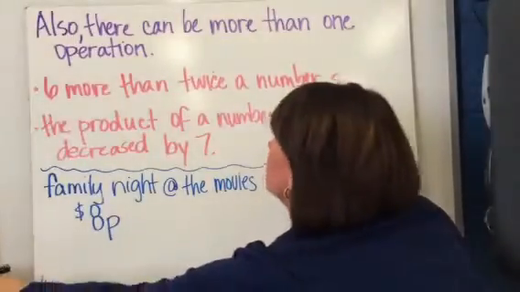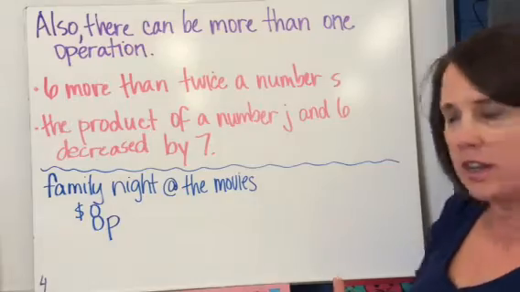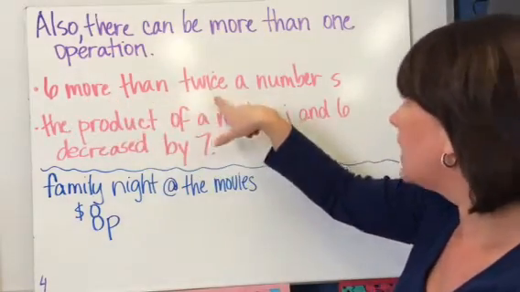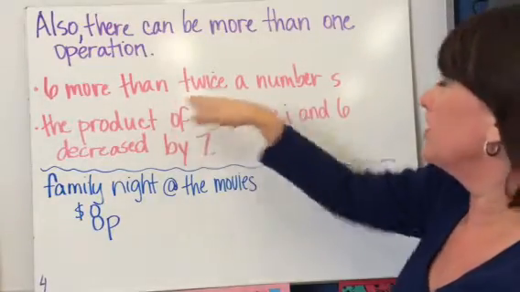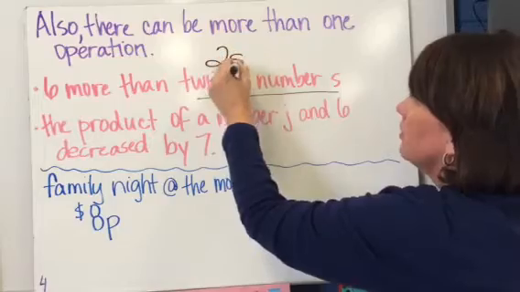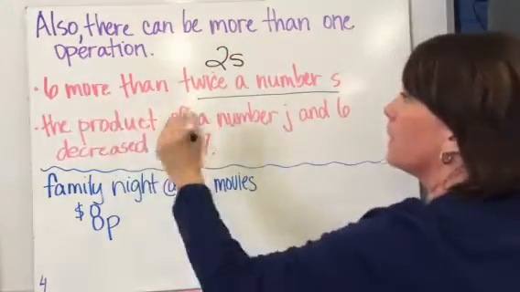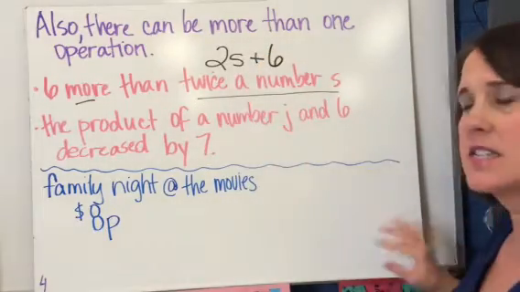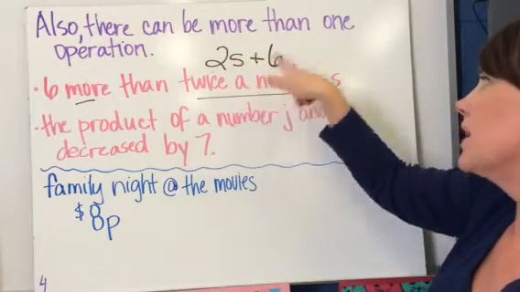Now, there can also be more than one operation in an algebraic expression, such as 6 more than twice a number s. Well, this is telling me that I have twice a number s, or 2 times s, and then 6 more than that. So I'd write that as 2s plus 6. 2 times s plus 6.